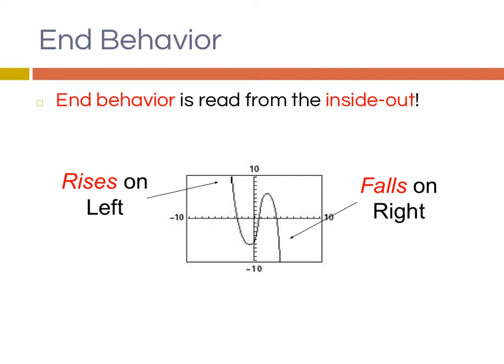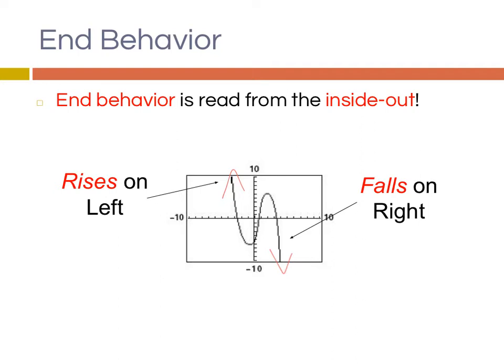All right, here we go with end behavior. End behavior, you can read it basically from the inside out. If you look on the left-hand side here, and you can also use your arrows, because a lot of times, arrows, not on your actual graphing calculator, but when you draw it, you should have arrows like that and that. Well, on the left-hand side, it's pointing up, so it rises on the left. On the right-hand side, it falls on the right.